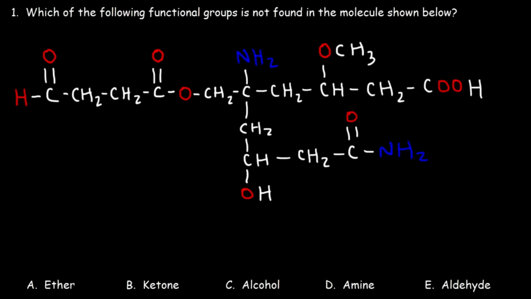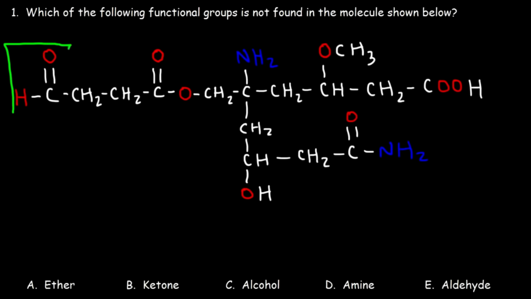For each of these questions, pause the video and work on the problem first. See if you can get the right answer. And then once you have selected your answer, unpause the video to see the solution. So let's go ahead and begin. Our goal is to find out which functional group is not found in the molecule. So let's identify all the functional groups that are in the molecule.